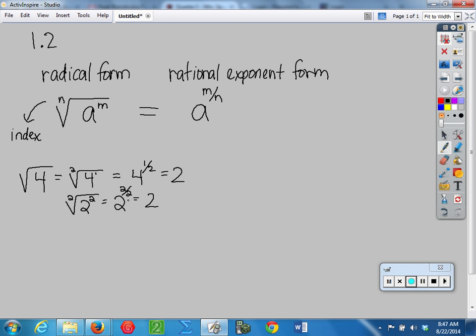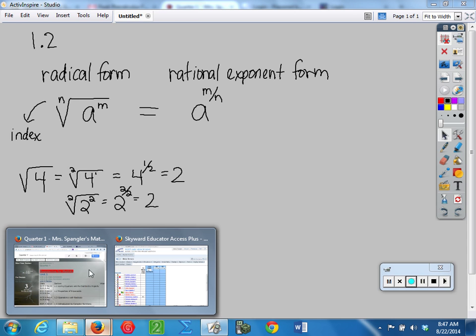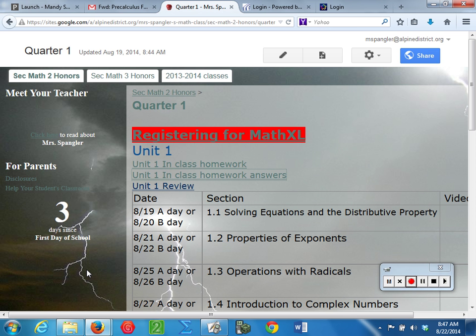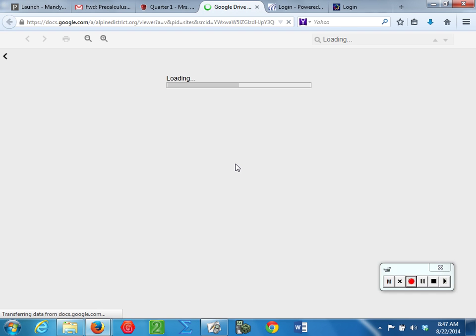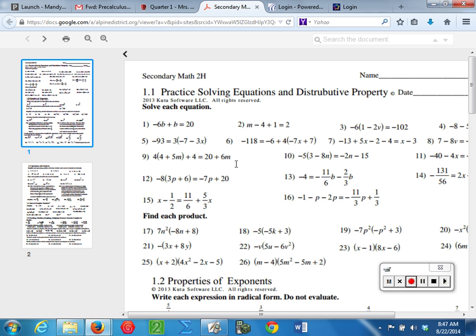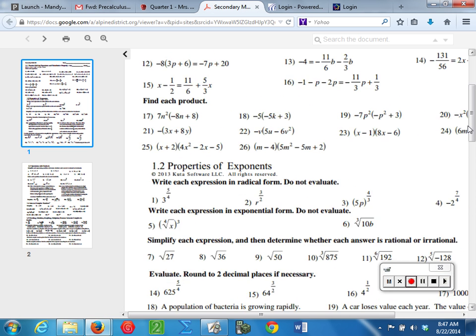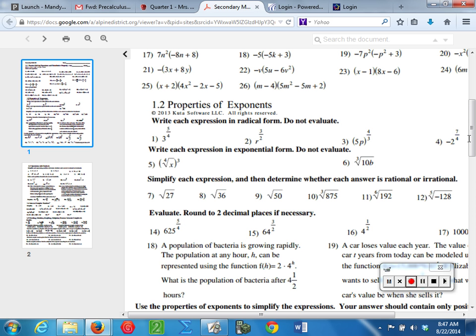I want you guys to take just a second, and I want you to look at your homework. Get your sheet you're going to do it on. Do some of these, 1 through 6. Do some of those.